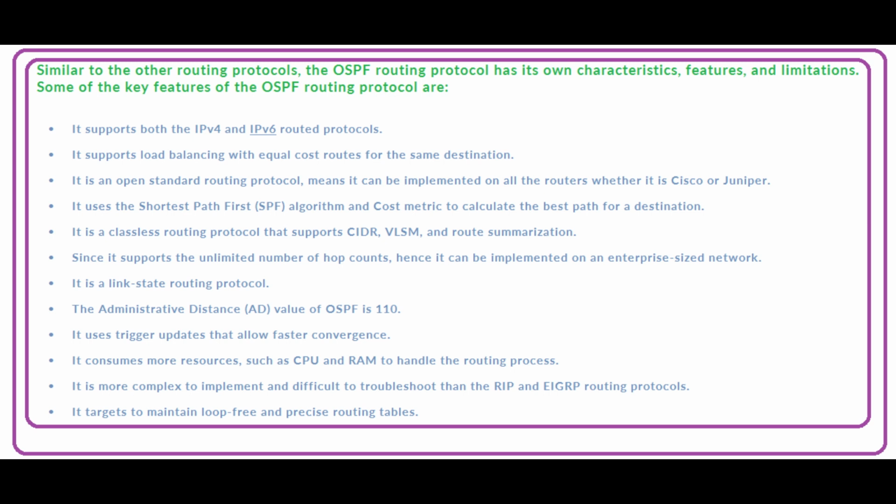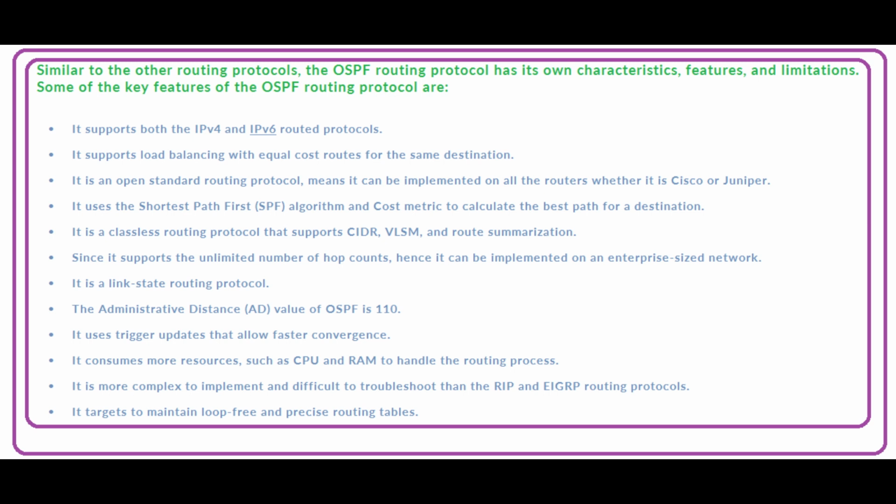It is an open standard routing protocol, meaning it can be implemented on all the routers whether it is Cisco or Juniper. It uses the shortest path first, SPF, algorithm and cost metric to calculate the best path for a destination. It is a classless routing protocol that supports CIDR, VLSM, and route summarization.